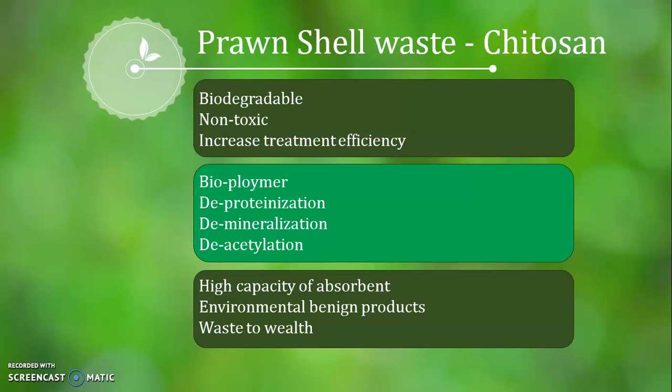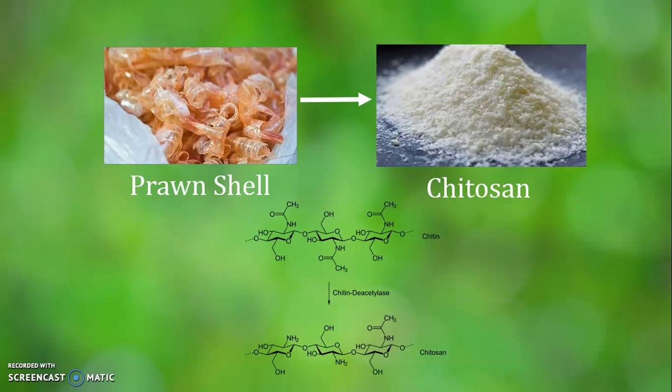Second will be the prawn shell waste, chitosan. Chitosan is biodegradable and non-toxic. At the same time, it can increase the treatment efficiency. Chitosan is a cellulose-like biopolymer which has been extracted from prawn shell waste via three processes: deproteination, demineralization, and deacetylation. Chitosan has a high absorbent capacity and is an environmentally benign product. So from the prawn shell, we are creating chitosan, which means from a waste, we are creating a product. Overall, this shows that we are implementing the aspect of waste to wealth.